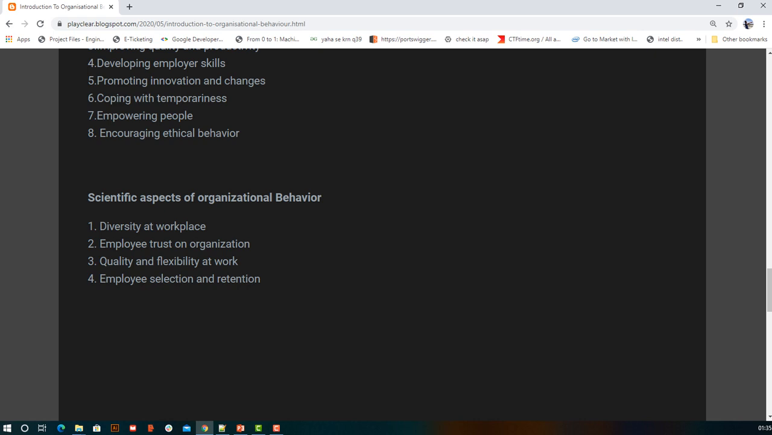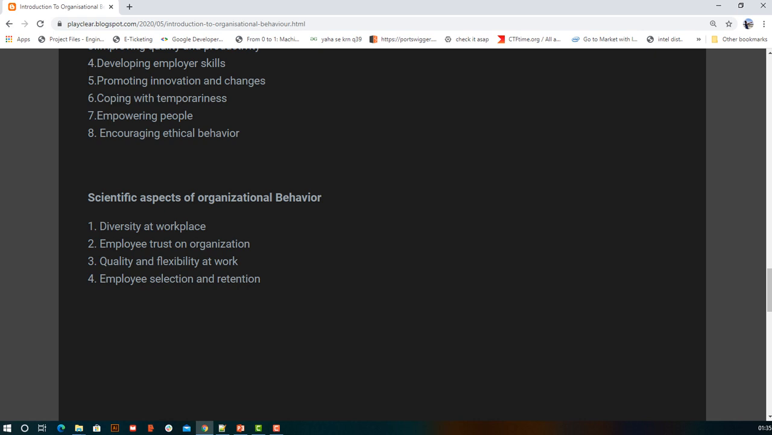Now next is employee trust towards an organization. This deals with the delegation of rules, decentralization, flat structure. And the third point is quality and flexibility at work. Now this comes with innovation, change, and the ownership that we give to an employee towards the organization.